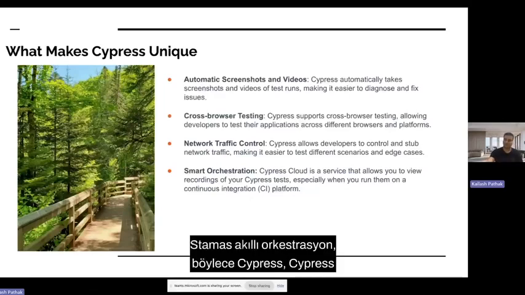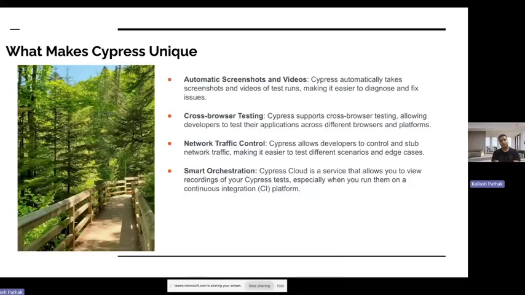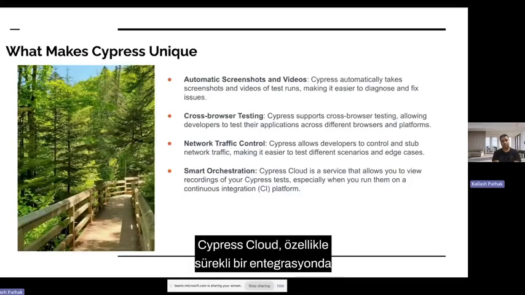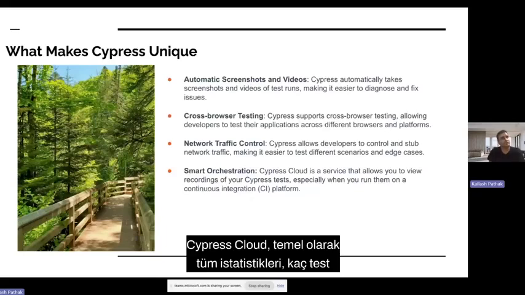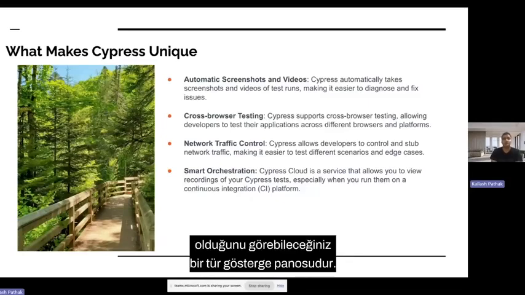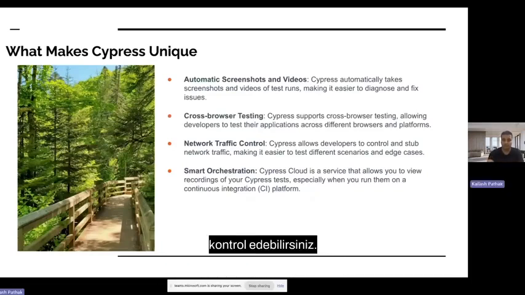Smart orchestration. Cypress has a feature called Cypress Cloud. Cypress Cloud is a service that allows you to view the recording of your Cypress tests, especially when you run them on continuous integration. What is Cypress Cloud? Cypress Cloud is basically a dashboard where you can see all the stats, like how many test cases passed and how many test cases failed. You can check all the stats there with the help of Cypress Cloud.